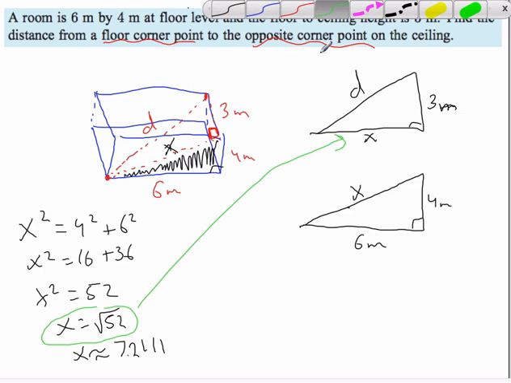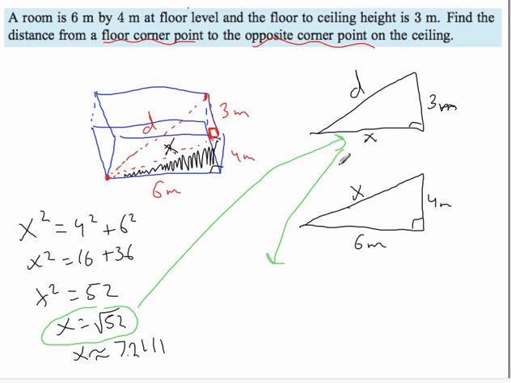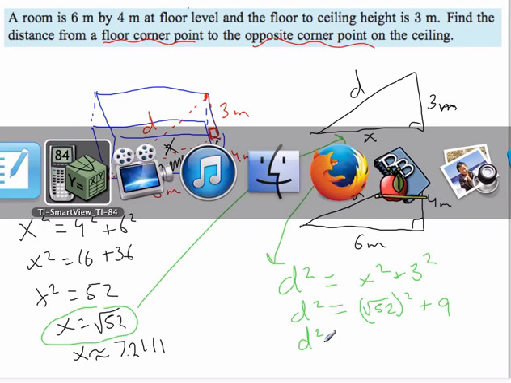Well, let's keep it green. So I'm going to do that right here. D is the hypotenuse here, so we're going to have D squared equals X squared plus 3 squared. And we know that X is root 52. So I could square that and then plus 9. Now I could just square the thing on my calculator, or I could square root 52, which is going to give me 52. Let's just see what happens if I do that on my calculator.